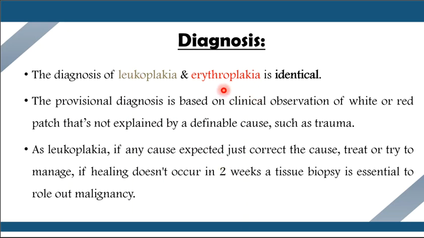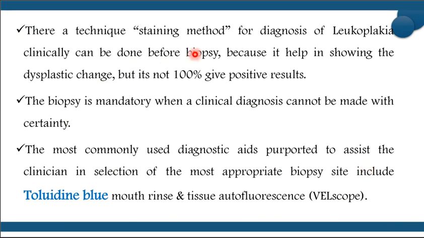The diagnosis of leukoplakia and erythroplakia is identical, as we said: it is clinical and by exclusion. The professional diagnosis is based on clinical observation of a white or red patch that is not explained by a definable cause, such as trauma, as we said. As with leukoplakia, if any cause is suspected, just correct the cause and try to manage it. If healing does not occur in 2 weeks, a tissue biopsy is essential to rule out malignancy. There is a technique called the staining method for diagnosis of leukoplakia. Clinically it can be done before the biopsy, because it helps show me the level of dysplastic change, but it does not always give positive results.